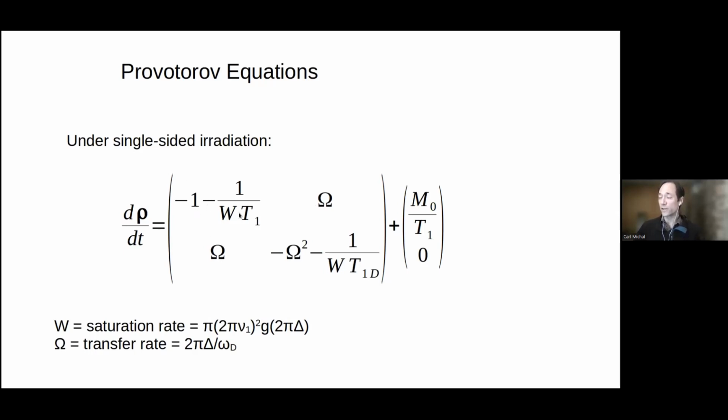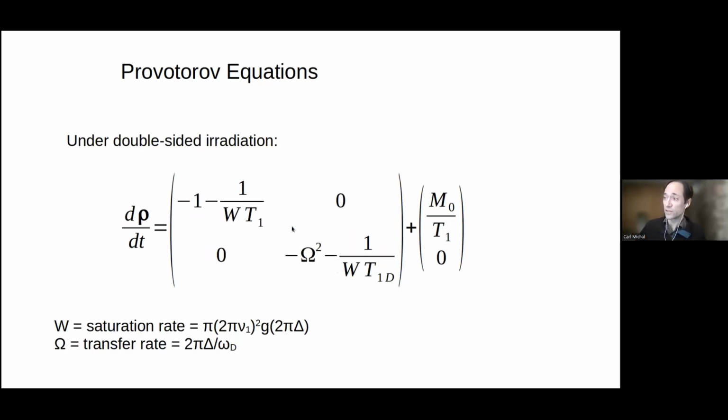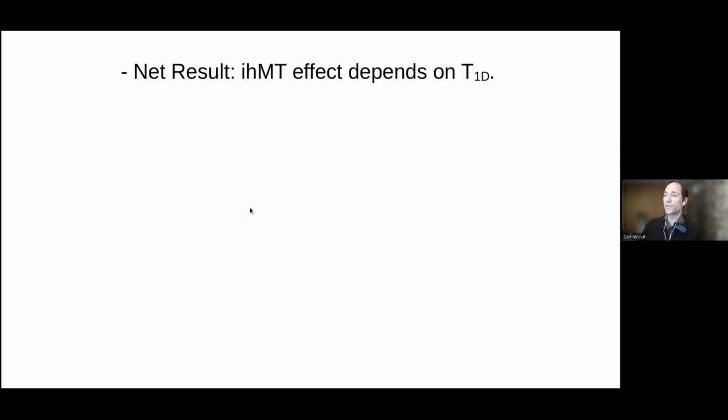For single-sided irradiation, you can see that there's a communication between the reservoirs given by this transfer rate omega, which is set by the dipolar coupling strength. W here is the saturation rate, so this is how effective the RF is at saturating the magnetization. You can see that contributes to both the Zeeman and the dipolar terms. With the double-sided irradiation, Provotorov theory shows that these off-diagonal elements go to 0, and so that communication between the two reservoirs is severed, it disappears. And all we see is attenuation of the magnetization, partial saturation. So the net result of all of this is that the ihMT effect depends on T1D.